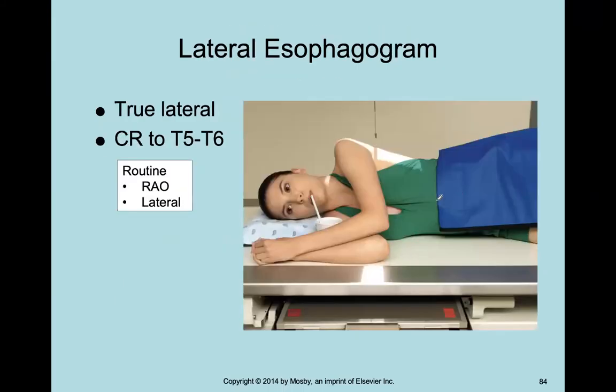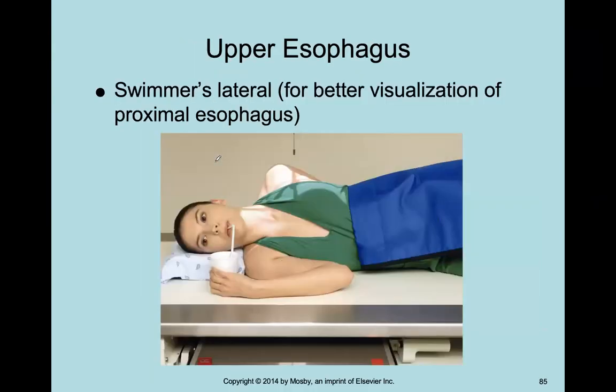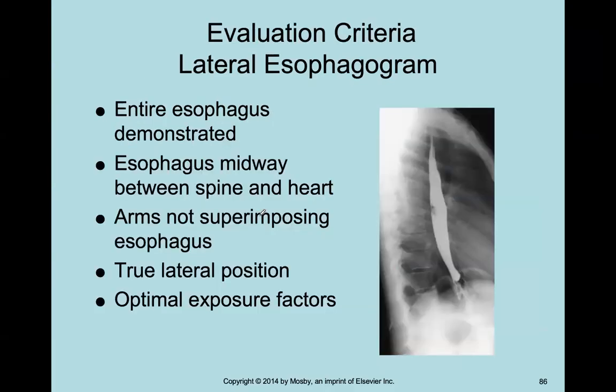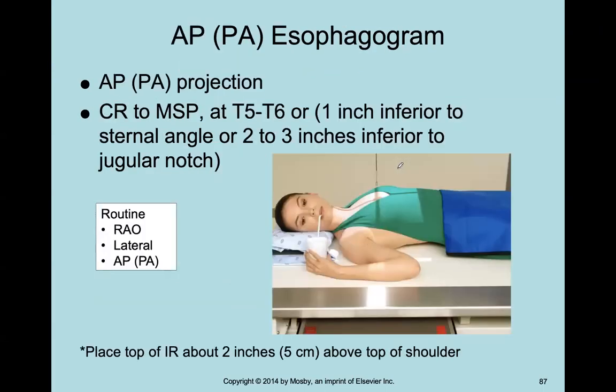Lateral: patient in a true lateral, just like we would for a T-spine, centered at the level of T5, T6. And then we have what we call an upper esophagus. Let's say we're more concerned in this area, we would bring this arm back like a swimmer. So this is called a swimmer's lateral, for better visualization of the proximal esophagus. This is what the lateral would look like, midway between the spine and the heart. Make sure arms are not superimposing the esophagus.